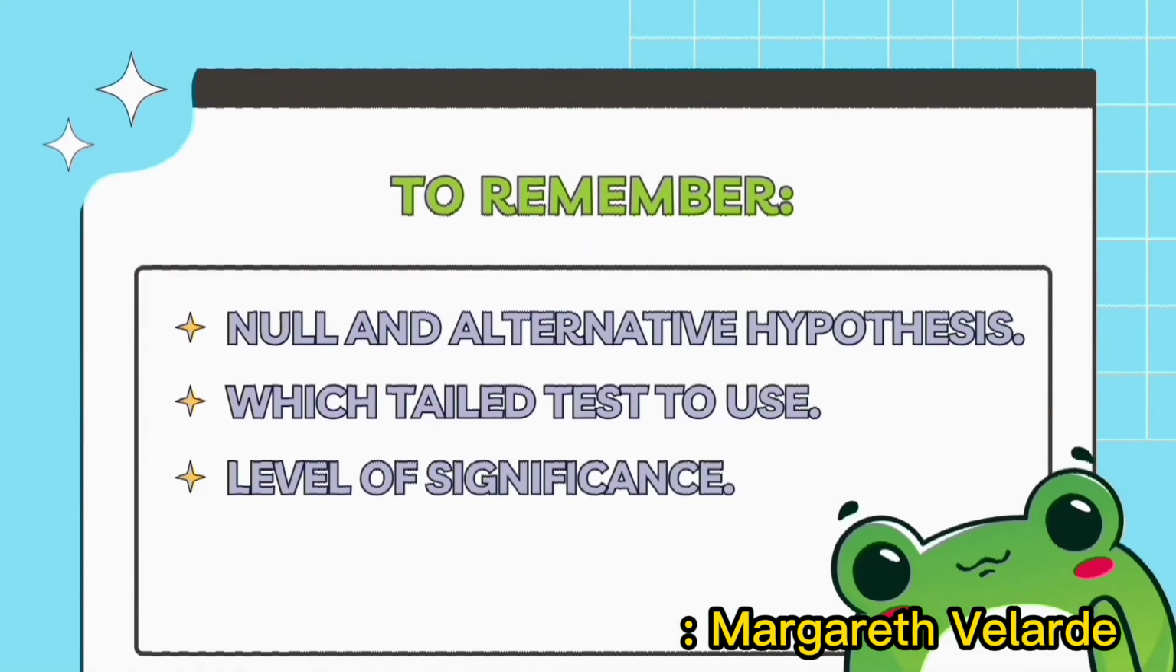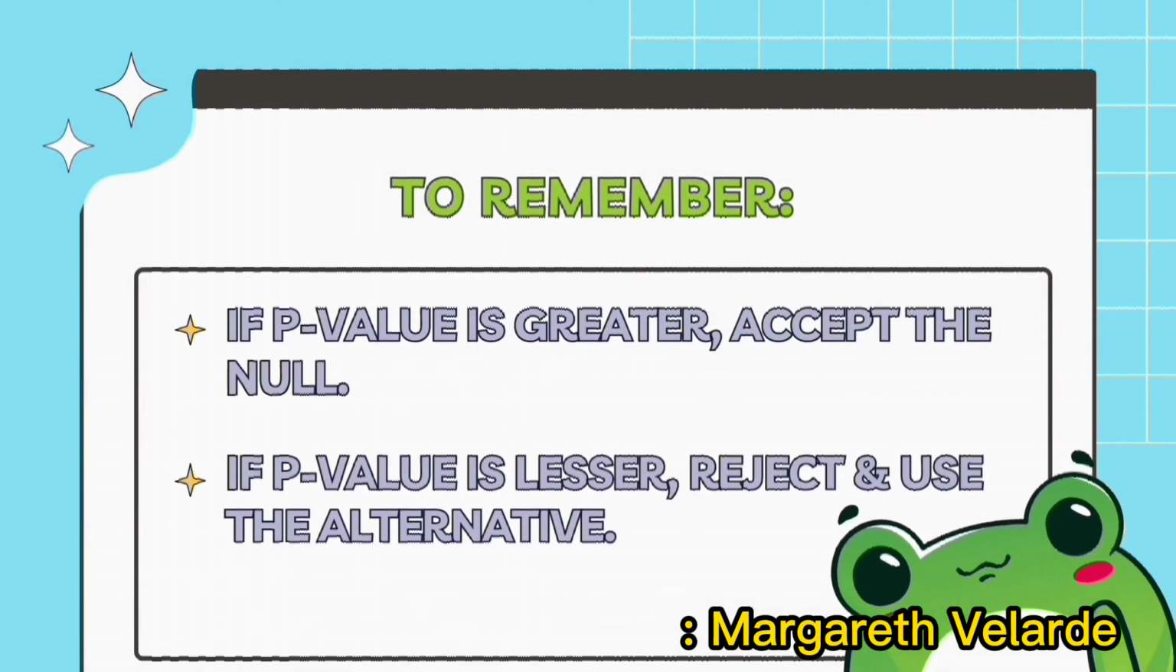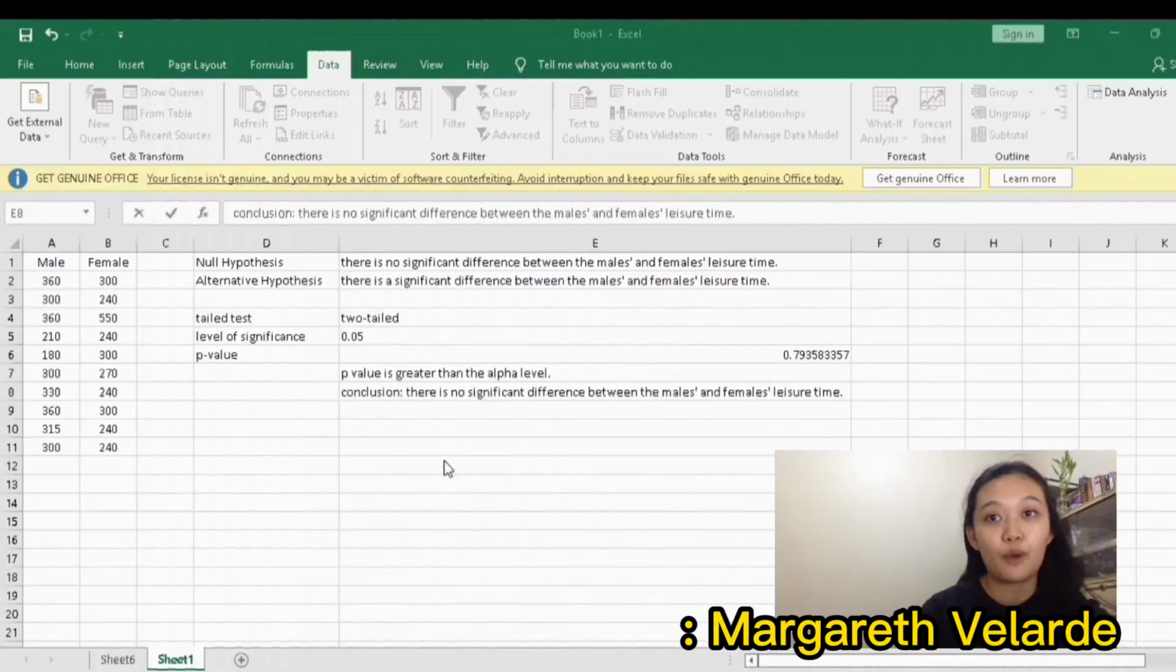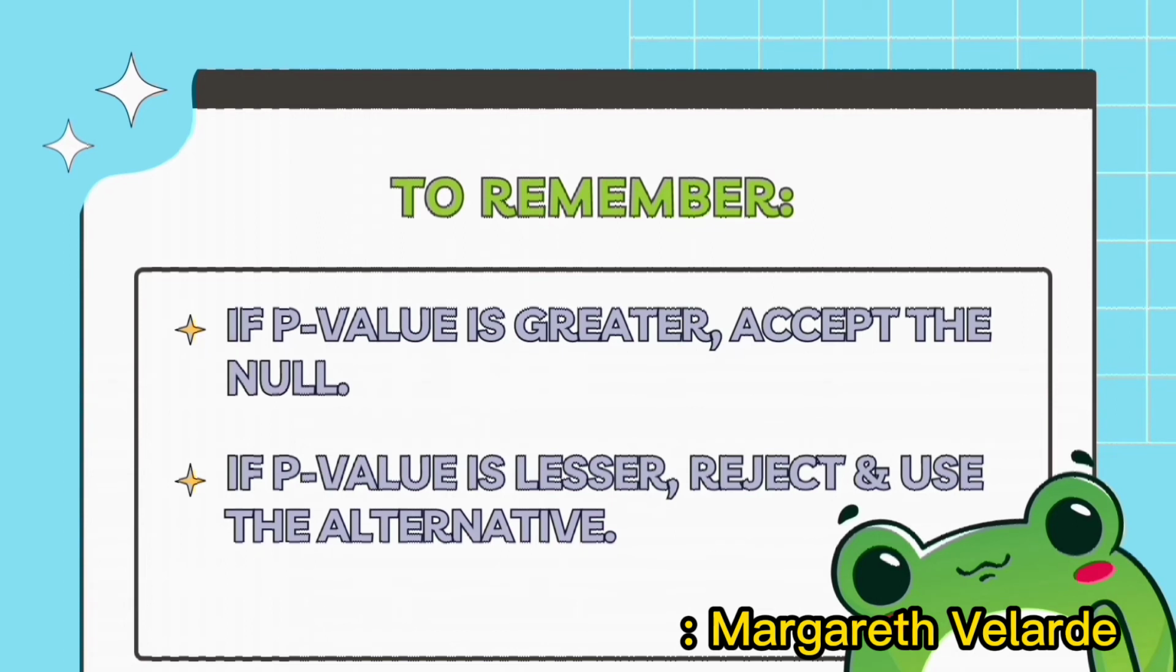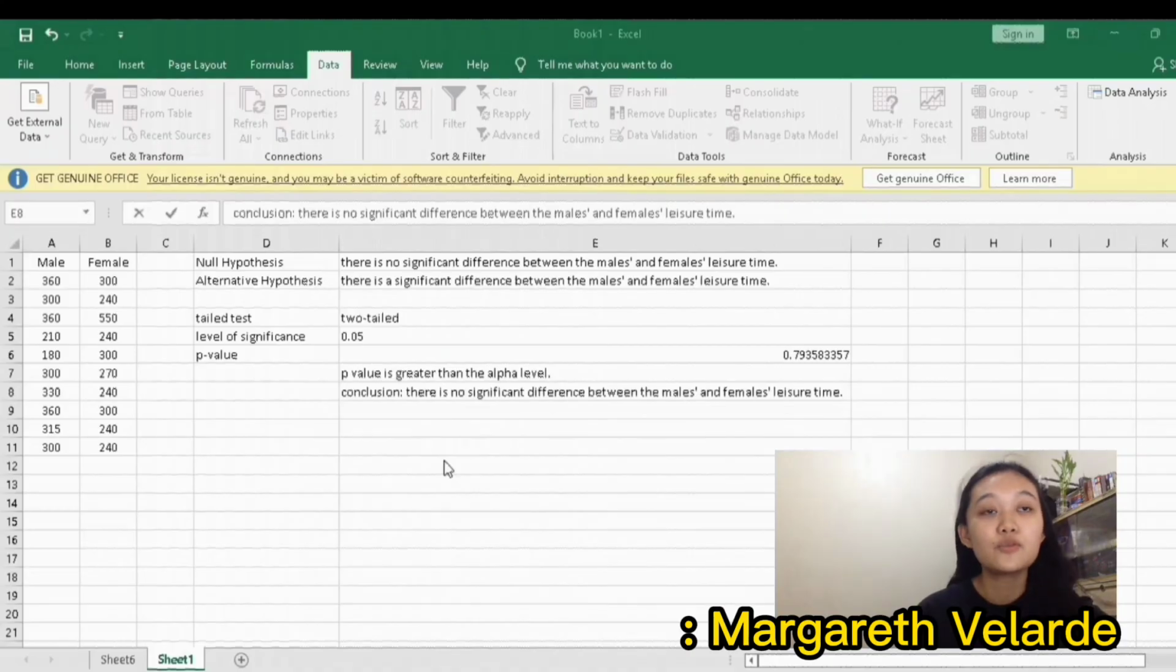Yung takeaway for this problem is we need to remember what our null and what our alternative hypotheses are, which tailed test should we use, and of course, we can't forget our level of significance and the fact na if the p-value is greater than the alpha, we will accept the null hypothesis, which happens with this problem. And if the p-value is lesser naman, we need to reject it and use the alternative hypothesis instead. Those will all be needed in solving these kinds of problems.